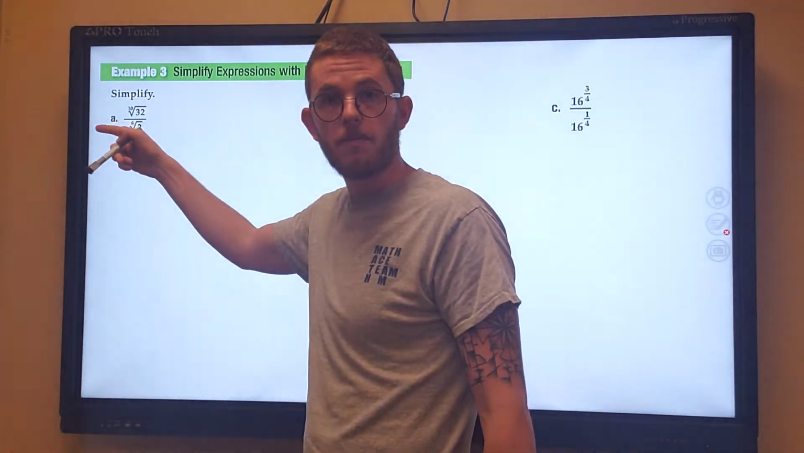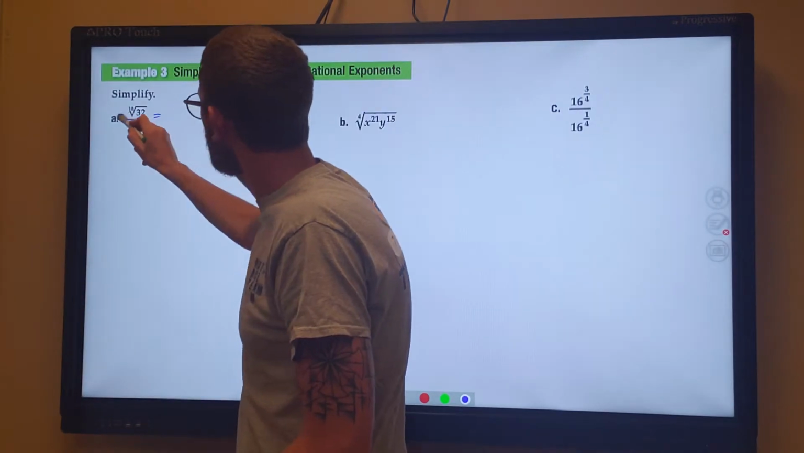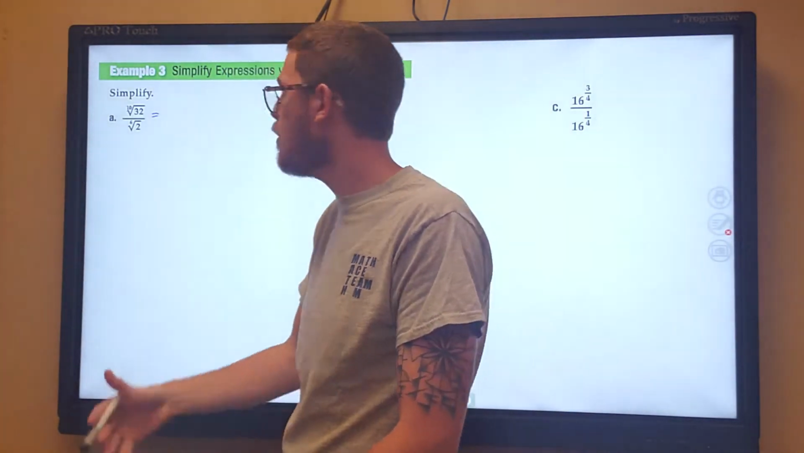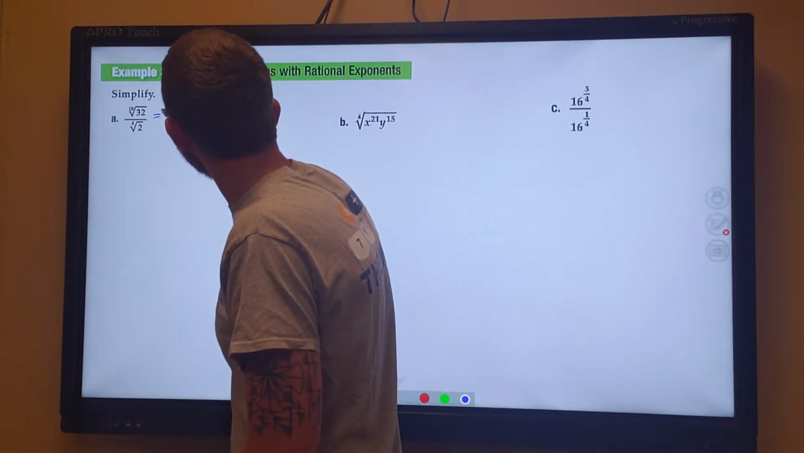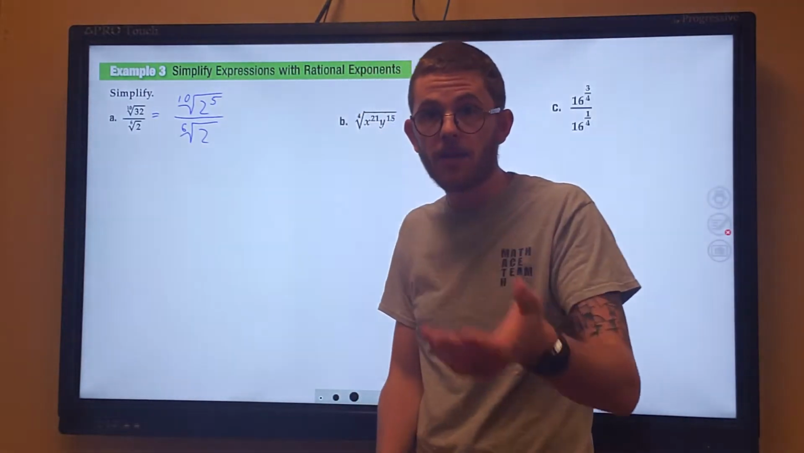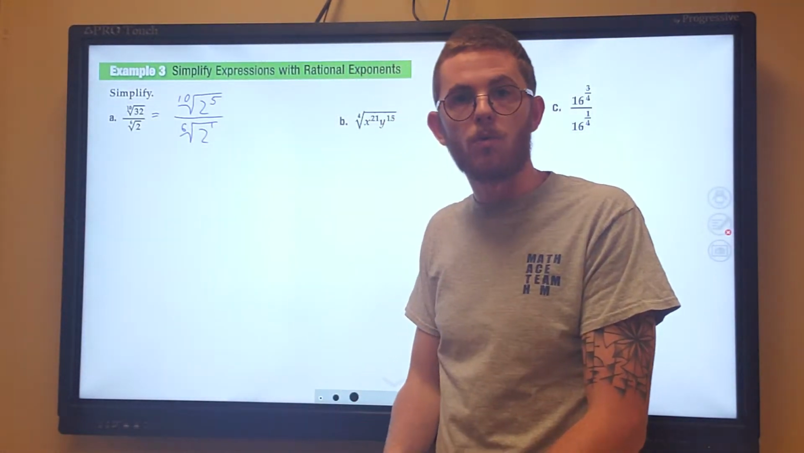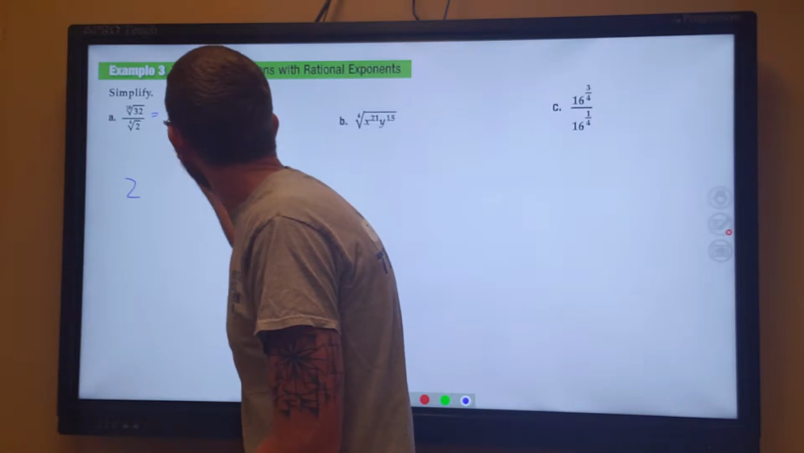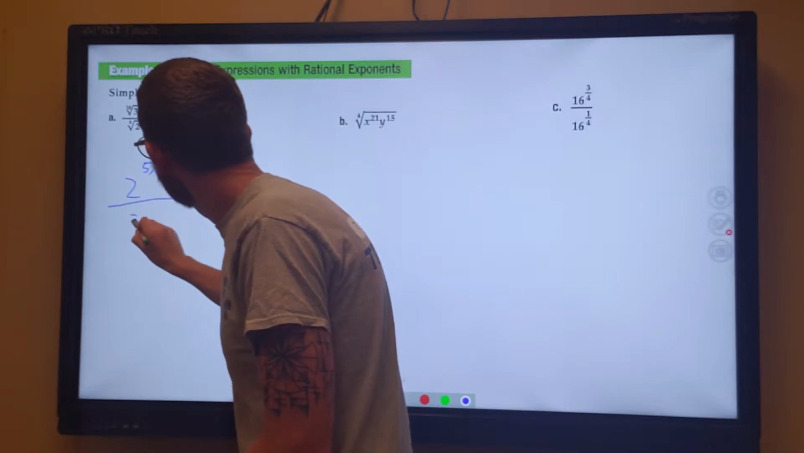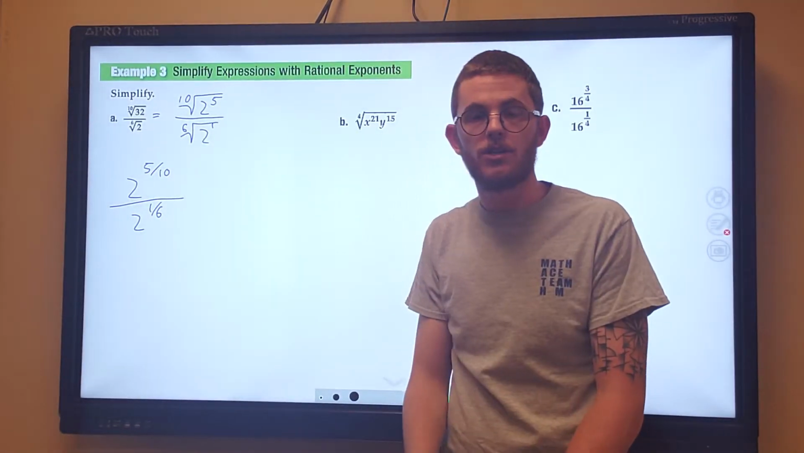Right here, a lot going on. I notice we have different numbers. We have 32 on the top, 2 on the bottom. But 32 is part of the progression of 2's. 2 raised to the 5th power is 32. That is a 6th root of 2 on the bottom, so I'm just rewriting that so it looks a little bit easier to digest, lots of 2's. Now I'm going to change this to my rational exponents. This is 2 raised to the 5 over 10 divided by 2 raised to the 1 over 6, because that 2 was an understood 1. Change that exponent.